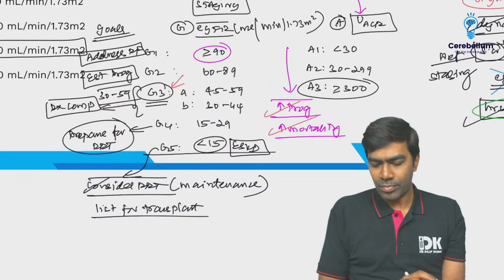The contrast component can cause contrast nephropathy. And the catheter component, because you are introducing the catheter into the arteries and going to the heart, on the way you can break some of the atherosclerotic plaques, and they can rupture and release a shower of emboli to the peripheral organs, causing atheroembolic disease. So both are possible.